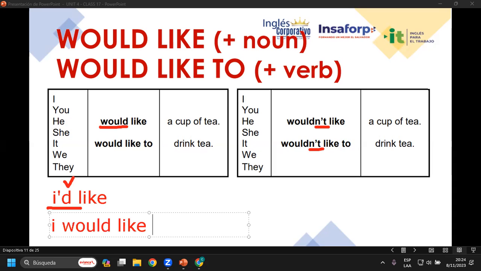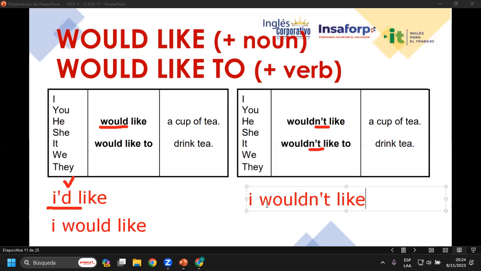¿Y en negativo cómo es? En negativo, básicamente, ustedes tienen dos opciones. Pueden decir not, pero esta opción no es común. Realmente, la contracción más común que usamos es la contracción en el negative. I wouldn't. I wouldn't like. ¿Ok? Esa es la contracción en negative. I wouldn't. Y en affirmative, I'd. I'd like. ¿Entendido, everybody? Yes. ¿Se entiende la estructura del would like to? Yes, teacher. ¿Preguntas hasta acá?